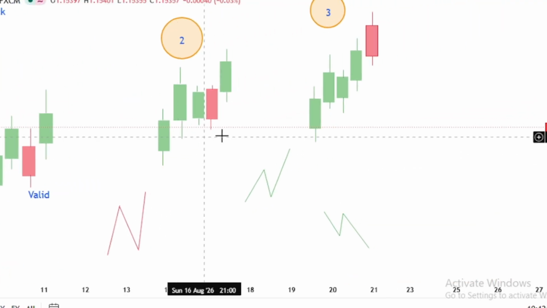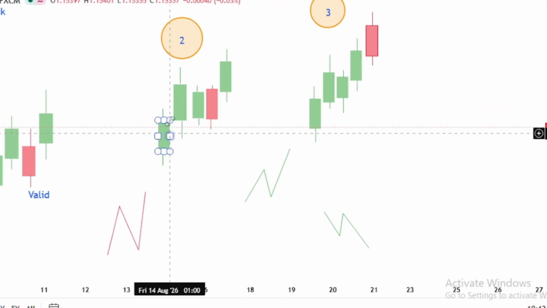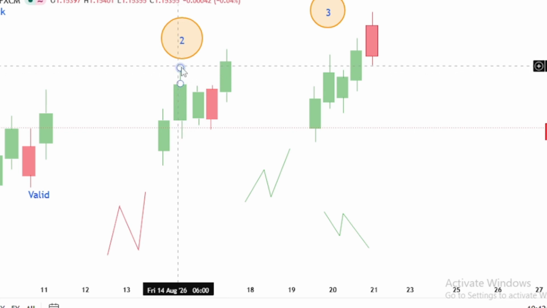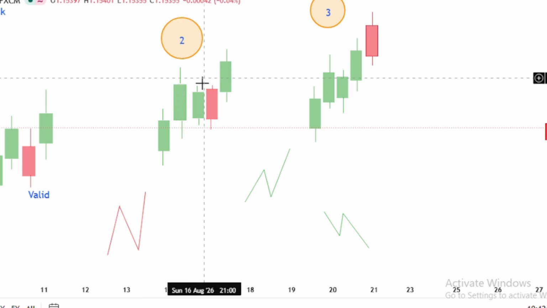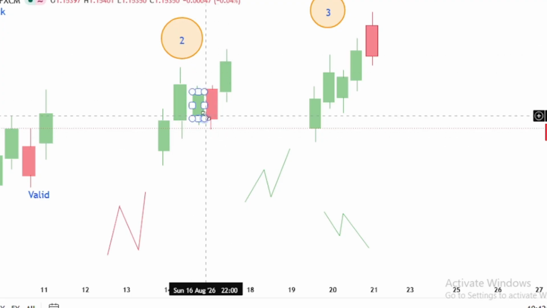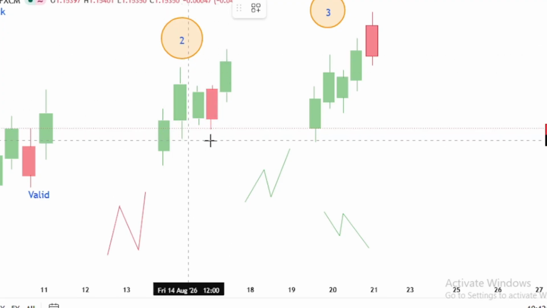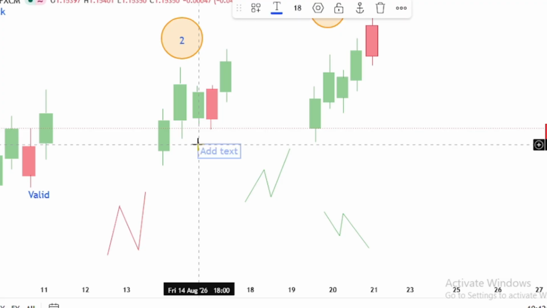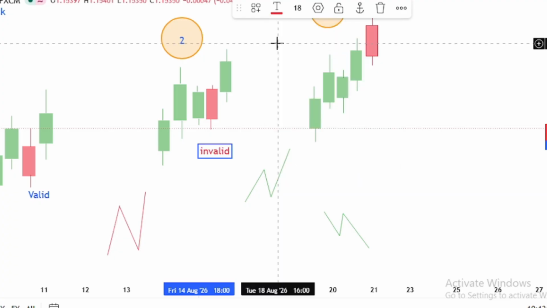Let's look at the second diagram. As you can see, here is the impulsive move and here is the highest candle. It pulled back, couldn't take out the low, and continued. This is an invalid pullback. Call this invalid. Let's change the color to red.